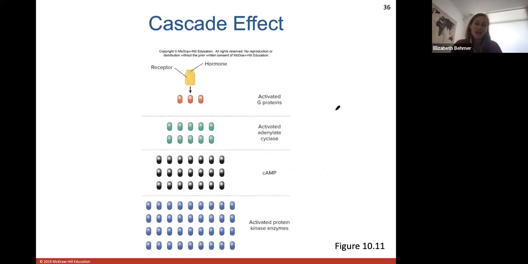And this describes that signal amplification, showing how one hormone binding to one receptor on a cell membrane will activate G proteins that activate adenylyl cyclase, that activates cyclic AMP, that will go on and activate protein kinase enzymes. So this just shows how one hormone can have this enormous effect on cellular production and cellular response to that hormone.